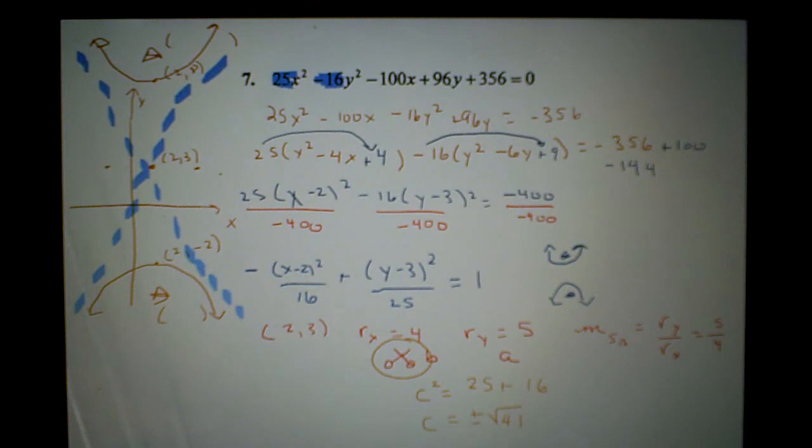Since the transverse axis is vertical, the x-coordinate of the center is going to stay the same, but I'm going to have the y-coordinate 3 and subtract root 41. And here I'm going to have the x-coordinate of the center, the y-coordinate of the center, plus root 41. Still missing the equations of the asymptotes, but the equations of the asymptotes are our old Algebra 1 point slope form of a line.